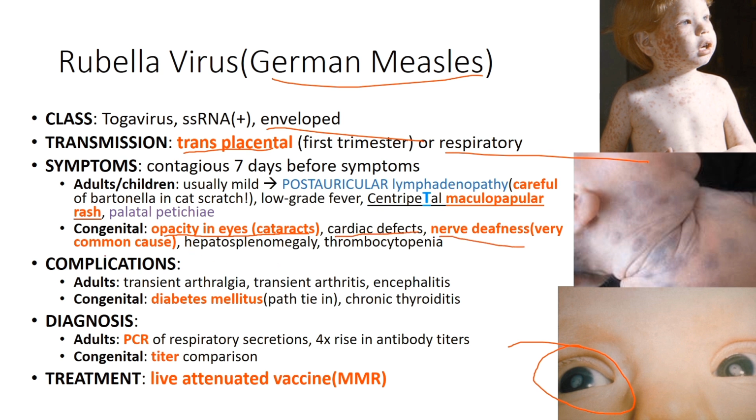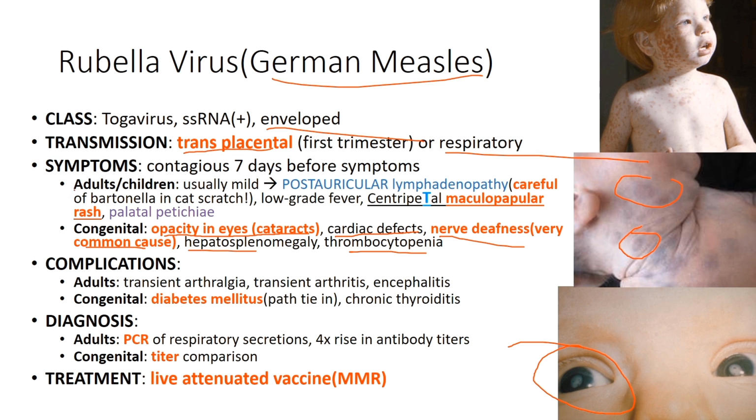Cardiac defects, nerve deafness, like cranial nerve number 8. And this is actually sensorineural deafness. This is not anything like your bony structures. It causes hepatosplenomegaly, thrombocytopenia. When you have thrombocytopenia, it leads to what is known as blueberry muffin syndrome, which is this guy right here. So, he's got these little blueberry muffin spots, and that is congenital rubella. When I was in India, I actually got to see this little guy with these blueberry muffin spots, and so I wanted to show you.